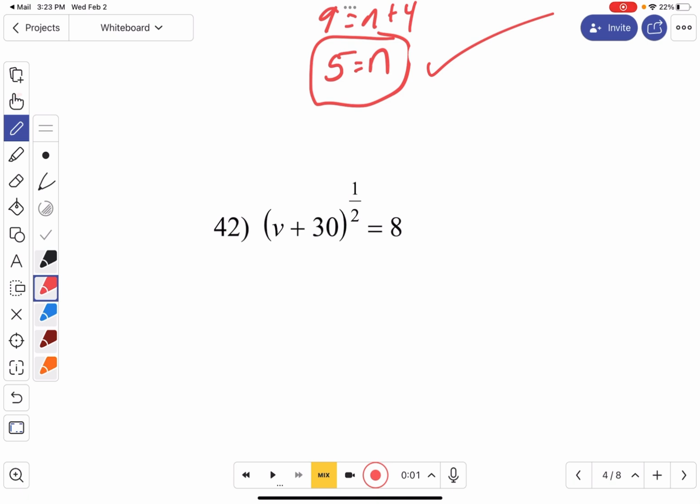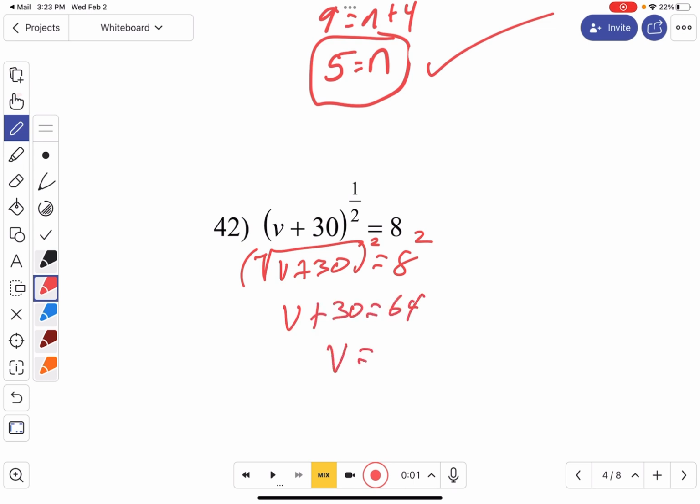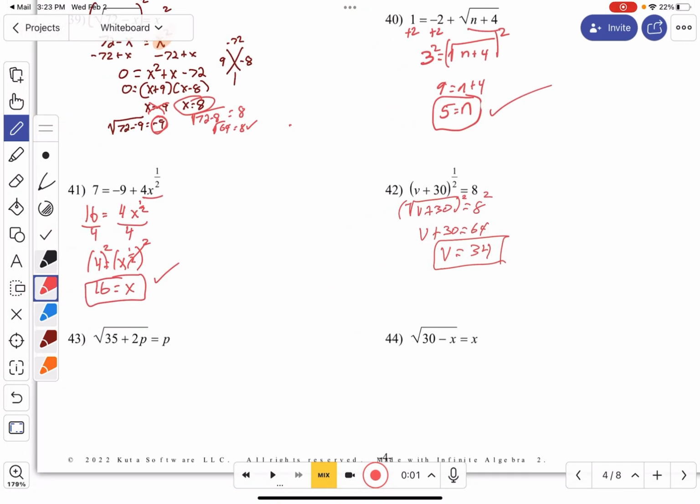42, isolate it. We've done it already. Again, remember, we could rewrite this as v plus 30 equals 8. It's the same thing. Square both sides. So v plus 30 equals 64. V is equal to, subtract 30, 34. Nice and easy when it's linear. 2 more.